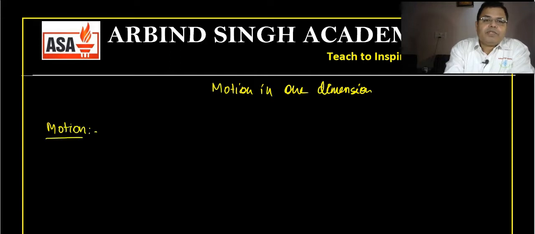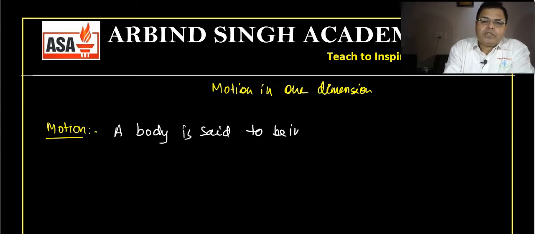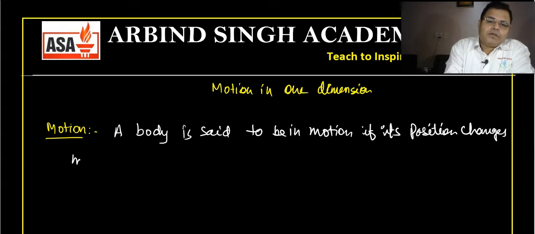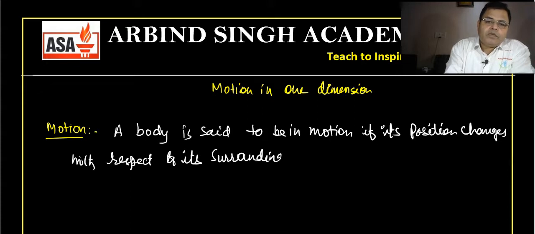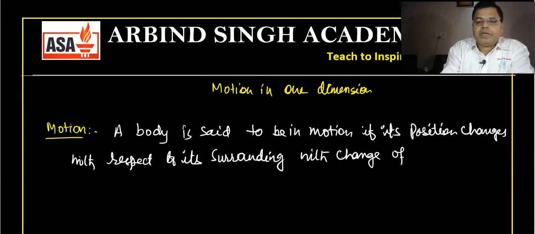A body is said to be in motion if its position changes with respect to its surrounding with change of time. The very simple definition you have studied in class 9th as well, but still because this is the start of the topic, I would like to write it. So a body is said to be in motion.